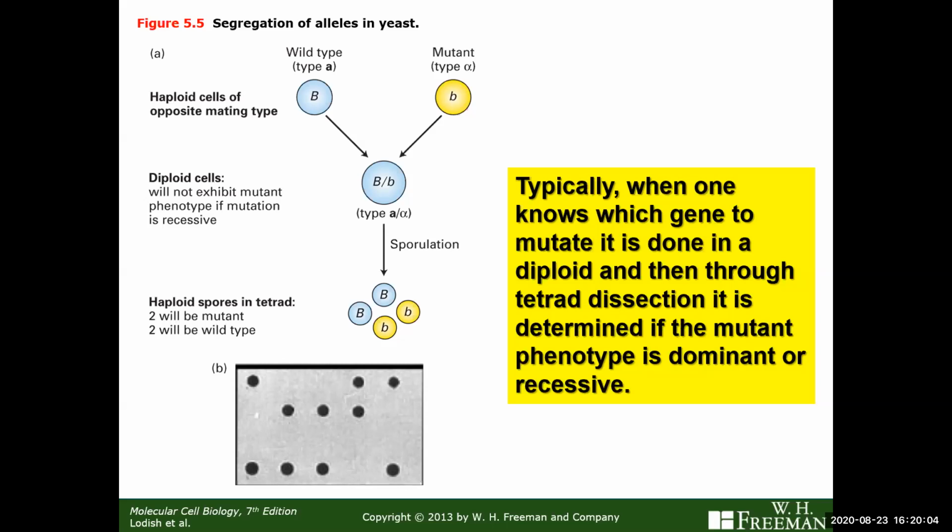If you mutate that gene, then the haploid itself will not be able to grow. And in any medium, it doesn't matter whether it is glucose, galactose, or any kind of medium that you may provide.